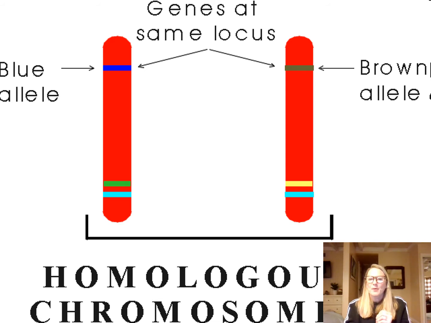So for example, mom may give you a blue allele and dad may give you the brown allele. They come together and whatever one is dominant is the one that will be expressed in you. The location of those traits on the chromosomes, that is what we call a locus. It's kind of easy to remember because locus does sound like location.